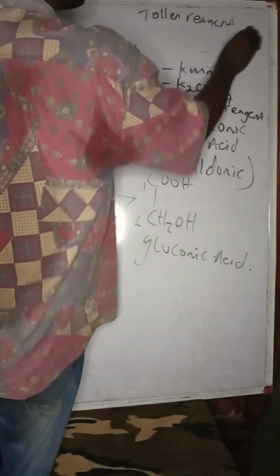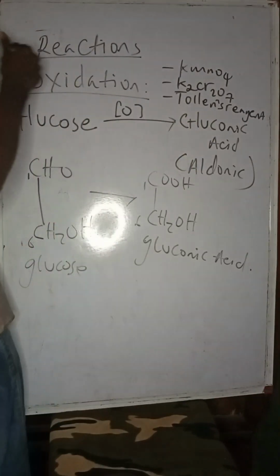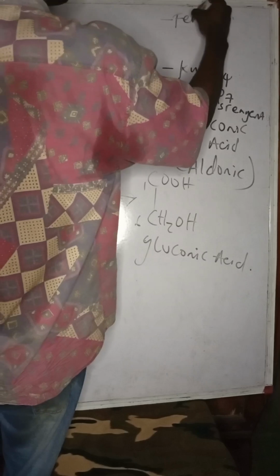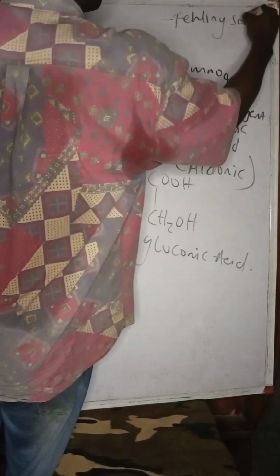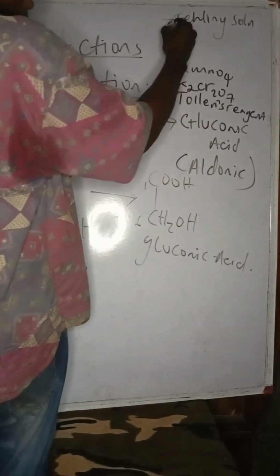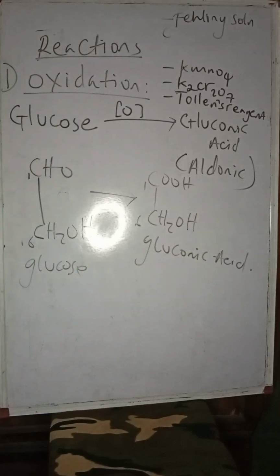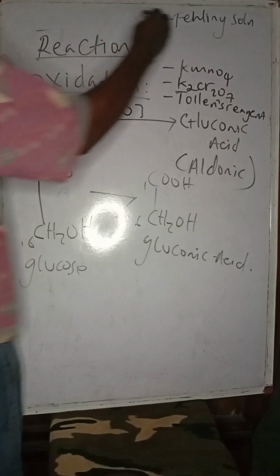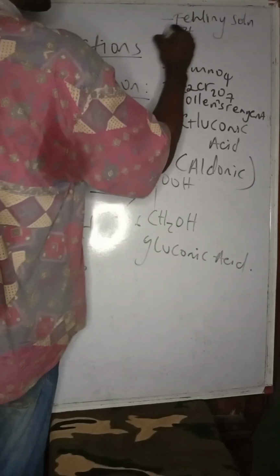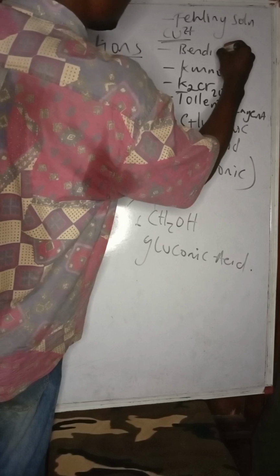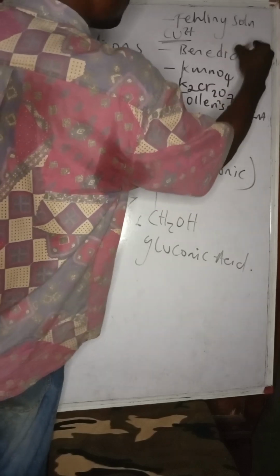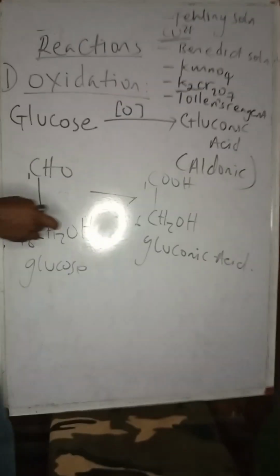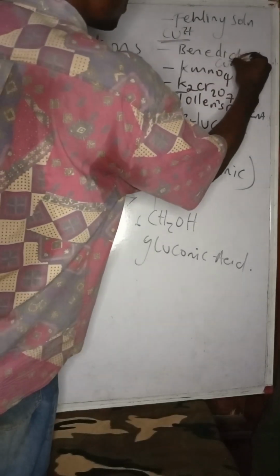Also, besides Tollens' reagent, the oxidizing agent can be Fehling's solution. Fehling's solution is a copper(II) complex, or copper(II) tartrate complex, so copper(II) sulfate solution in tartrate. It can also be Benedict's solution. Benedict's solution is a copper(II) citrate complex.